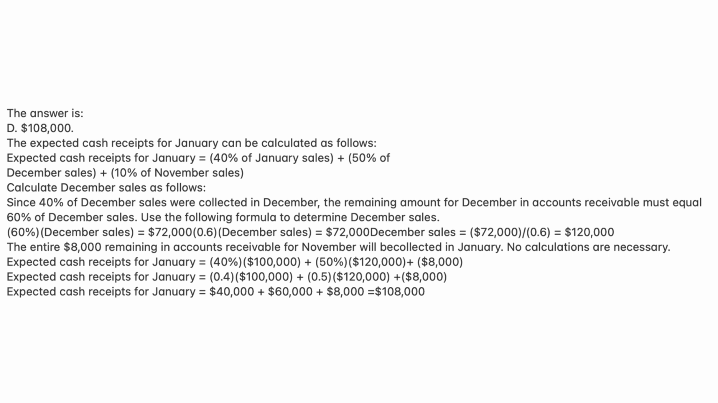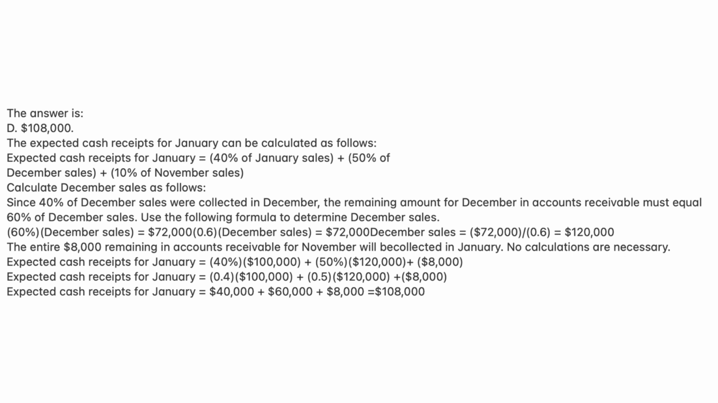60% of December sales equals $72,000, so 0.6 December sales equals $72,000. December sales equals $72,000 / 0.6 equals $120,000. The entire $8,000 remaining in accounts receivable for November will be collected in January.